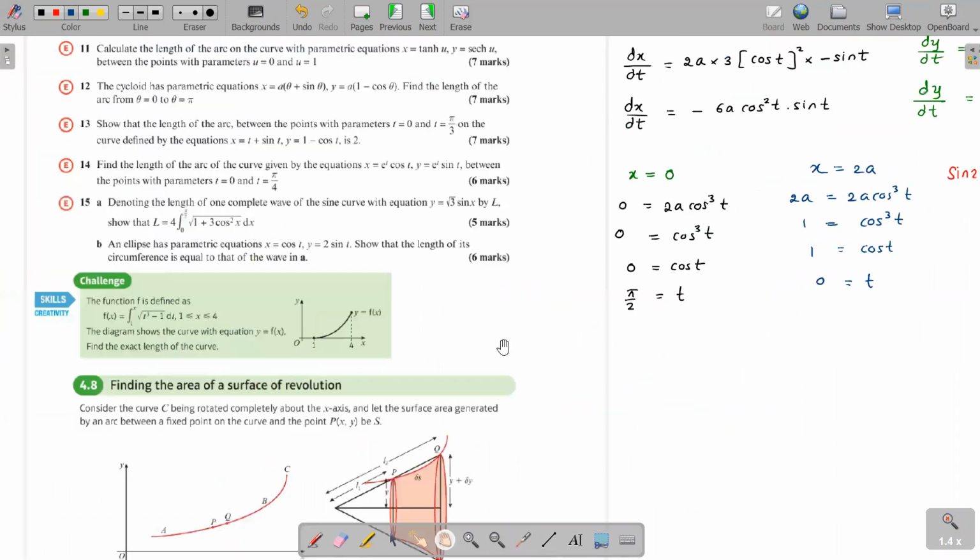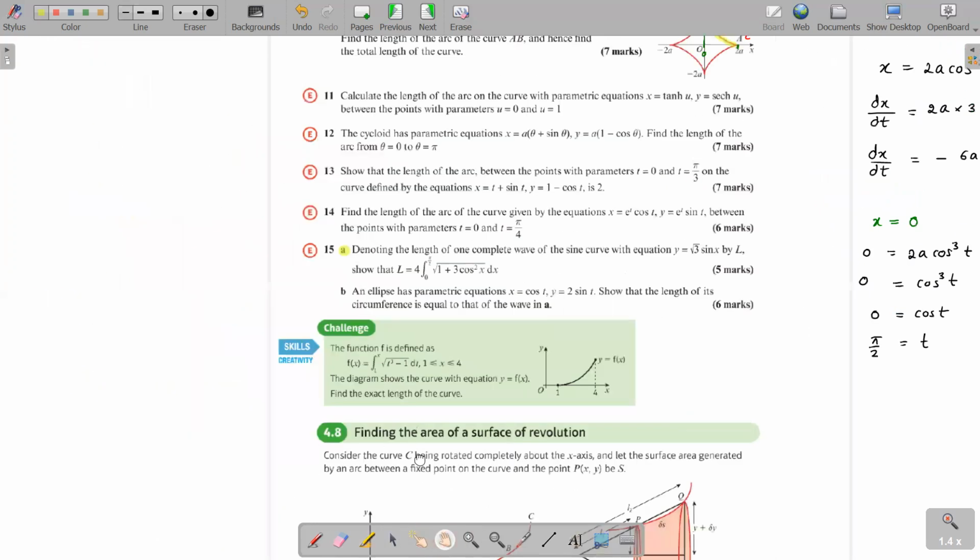Let's start question number 15, part A. Denoting the length of one complete wave of the sine curve with the equation y equals root 3 sine x by L, show that L equals 4 times this integration. So let's get this show that.